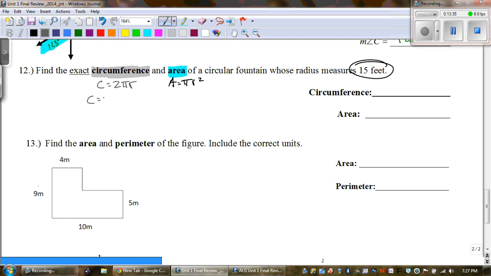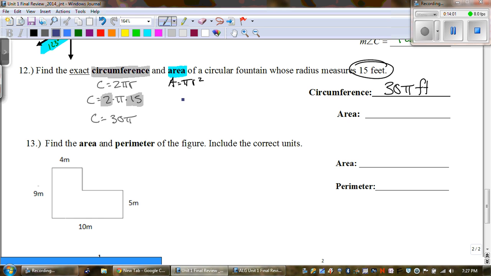Okay, so circumference equals 2 times pi times 15. Well, the only two things that we can multiply are the 2 and the 15. 2 times 15 is 30, so we're left with 30 pi. Okay, so our circumference is 30 pi, and remember that we're talking about feet.